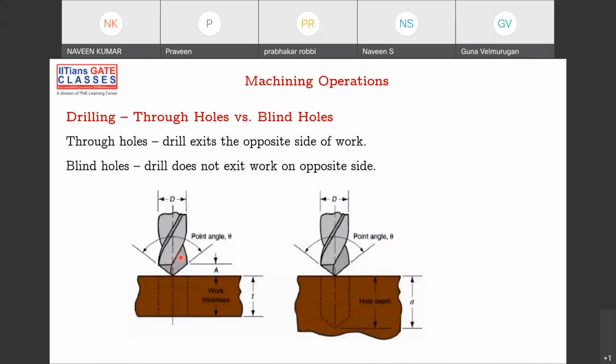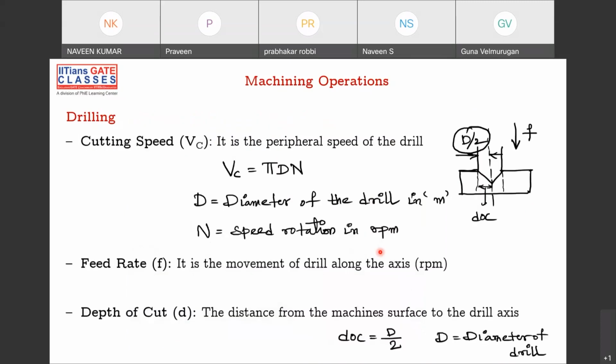And you can make two different types of holes. One is a through hole. It means you pass directly from top to bottom, and you're not leaving anything. If you look from this side, you can see the other side. That is called a through hole. A blind hole is nothing but where you stop the hole in between. If you look from one side, you can't see the other side. That is your blind hole. Two different types of holes can be made using a drill.